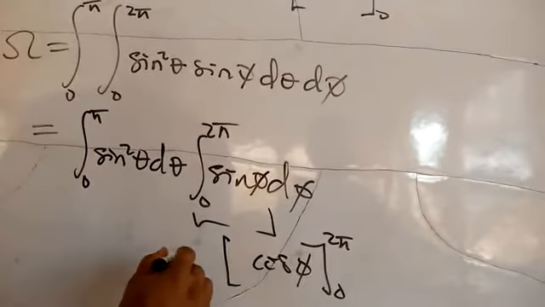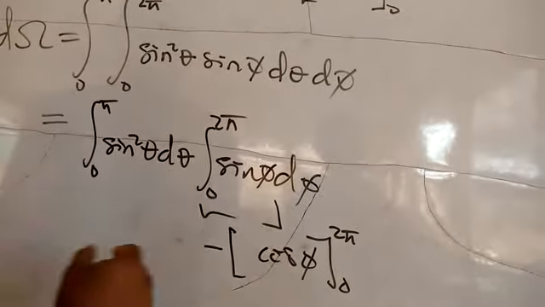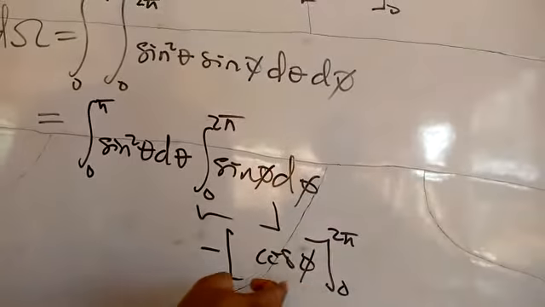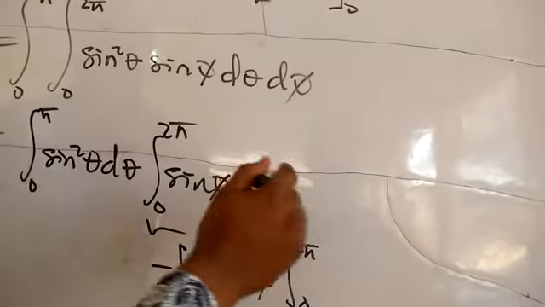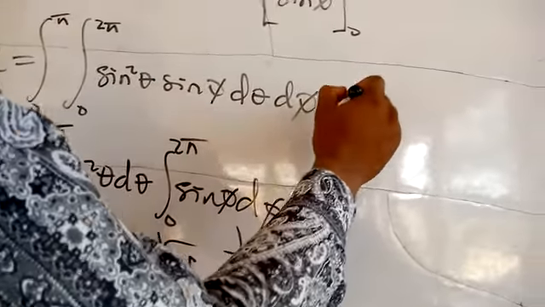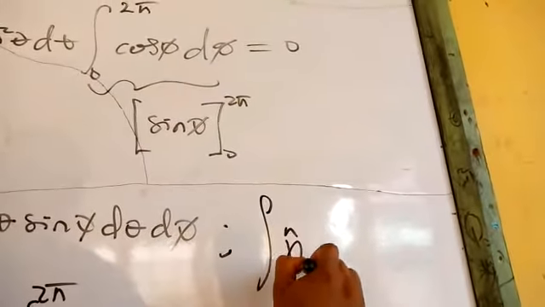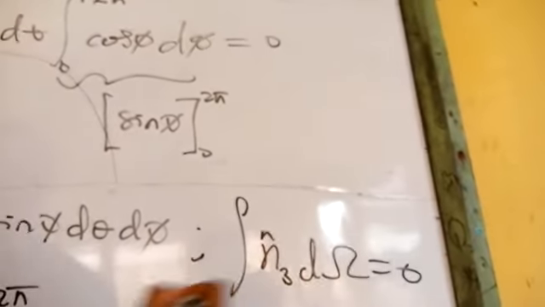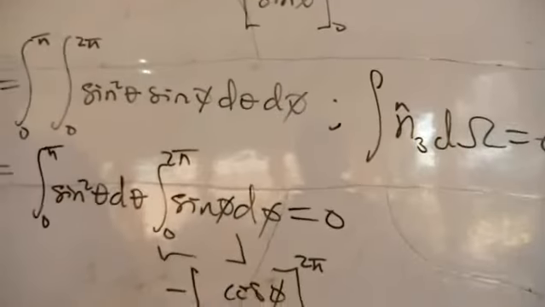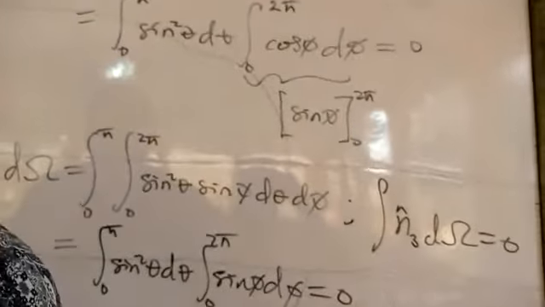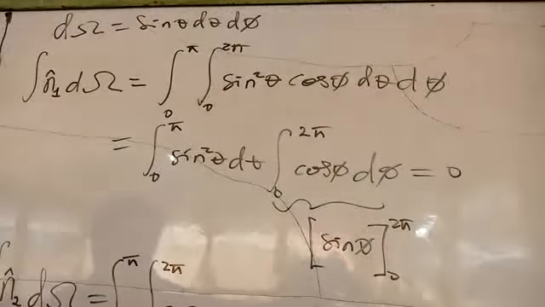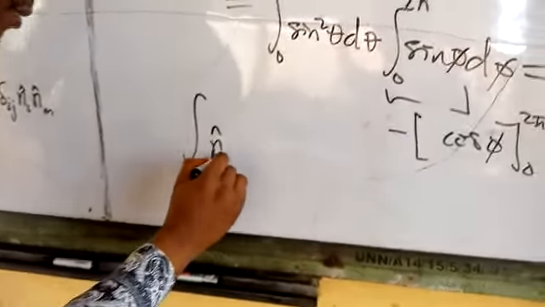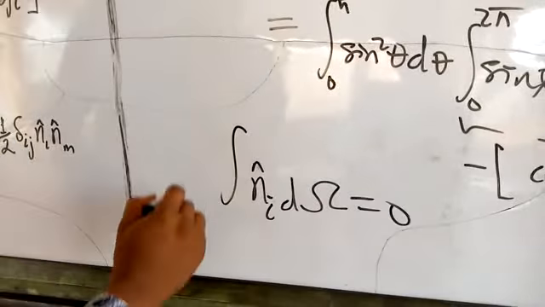Of course, I can simply pull out the minus. The cos of 2 pi is 1, and the cos of 0 is 1. So I'll have 1 minus 1, and because of that, again, this is 0. You can take my word for it, or feel free to show that it's true when you substitute n sub 3 to be equal to cos theta, and of course d omega to be equal to that. You'll be able to show that that is true. So in essence, we have been able to show that the integral of n hat sub i d omega in general is equal to 0.